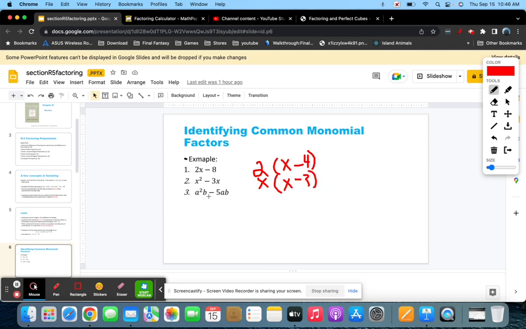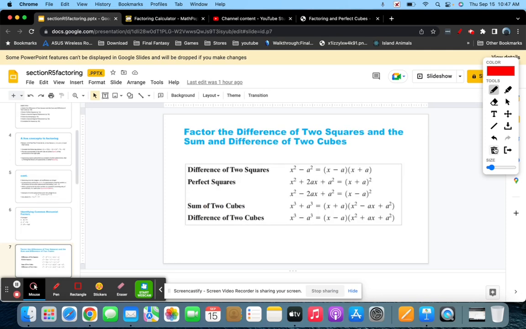And then a squared b minus 5ab. What do they have in common? They both have at least one a and a b. And so when you factor that out, you're left with a times a minus 5. Okay, so that part hopefully was pretty simple. Let's go into the next one.